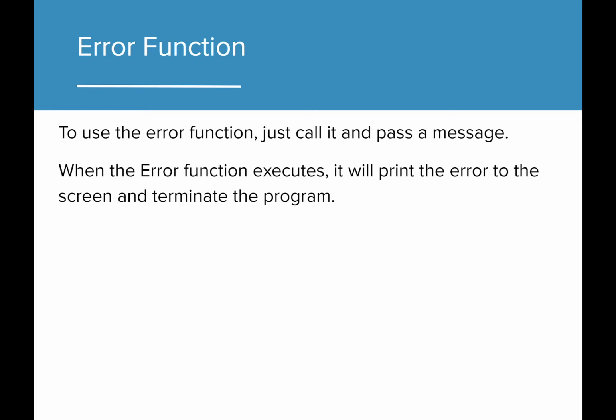As mentioned earlier in the course, many errors in C++ do not end the program. But what if you want the program to end on an error? This may be the case in some situations where an error could cause an unrecoverable issue. To use this function, just call it and pass a message. When the error function executes, it will print the error to the screen and terminate the program.